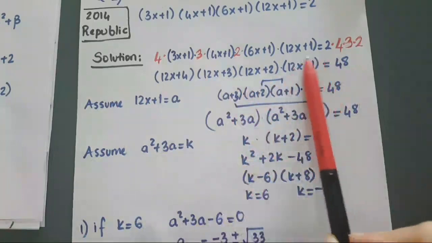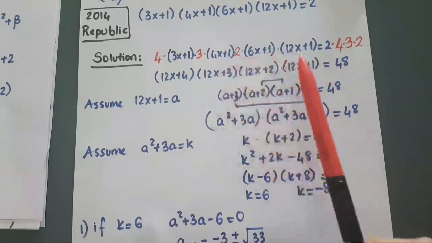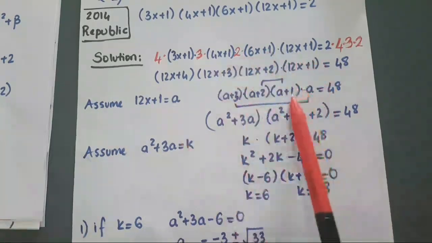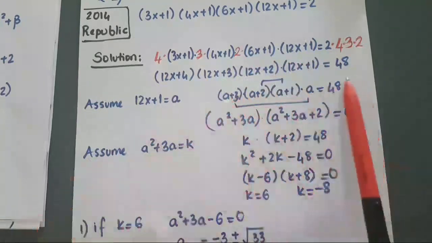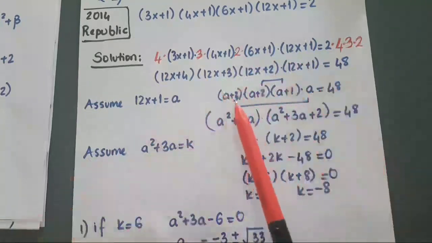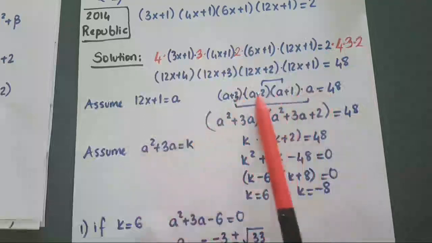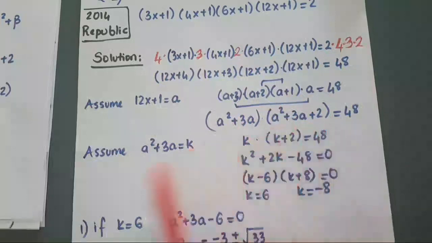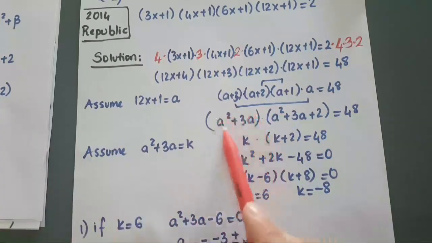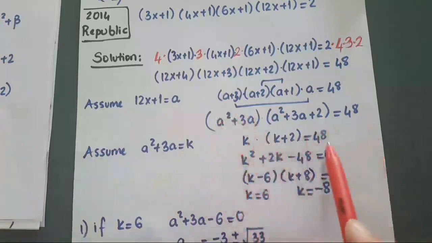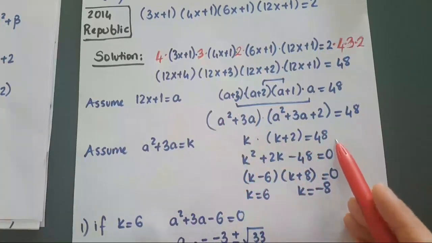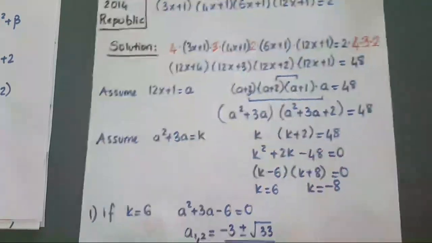Then we assume that the last one is t. Philip said t, I said a. A plus 1, a plus 2, a plus 3 is equal to 48. Then when we group first and fourth, we got a squared plus 3a. When we group second and third, we got a squared plus 3a plus 2. Then we assume that a squared plus 3a is equal to k. If it's equal to k, then we have k times k plus 2 is 48. This is a quadratic expression. We can solve, we know how to solve a quadratic problem.